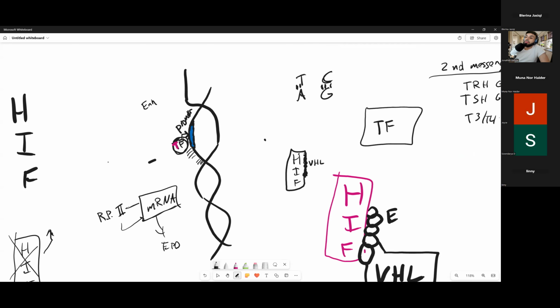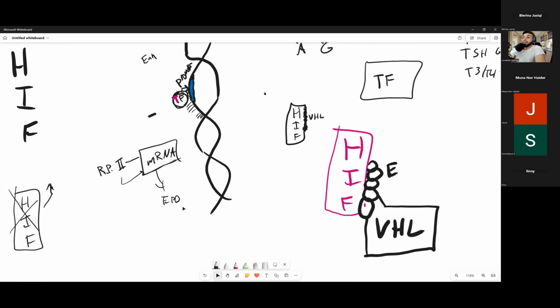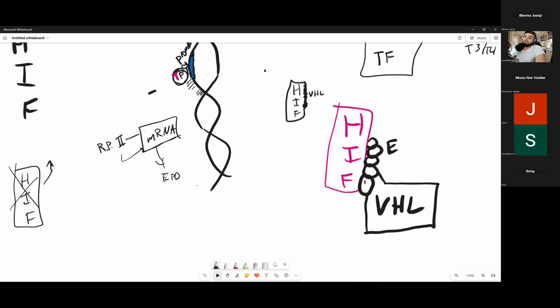Okay, so that mRNA will come out. Let me not even draw EPO. Let me just tell you that mRNA will get created, right? It gets created, but it has to leave the nucleus. In order to leave the nucleus, there's 3 steps we should remember.